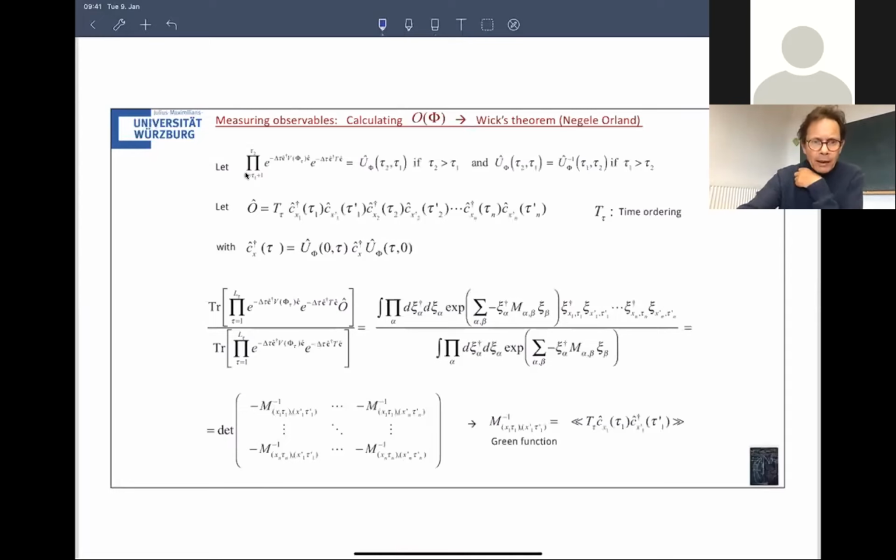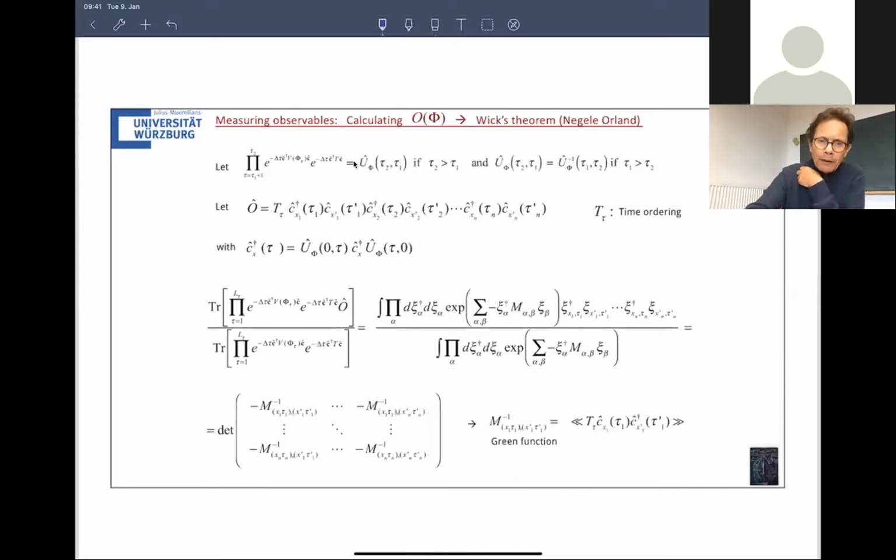If I multiply from tau 1 to tau 2, these are basically operators which give me my imaginary time propagation, then I will call this a propagator U hat, which is dependent on the field, from tau 1 to tau 2. That is if tau 2 is bigger than tau 1. And conversely, if tau 1 is bigger than tau 2, then that will be minus the propagator from tau 2 to tau 1.